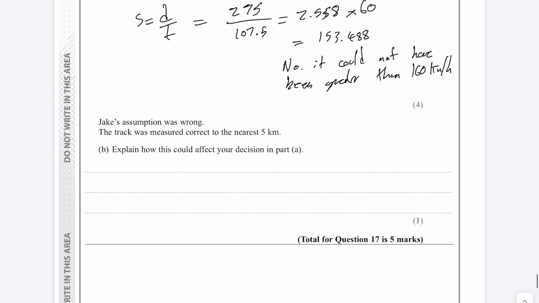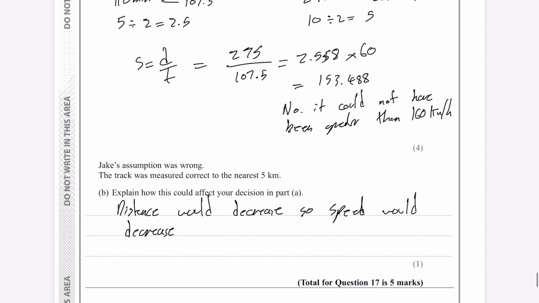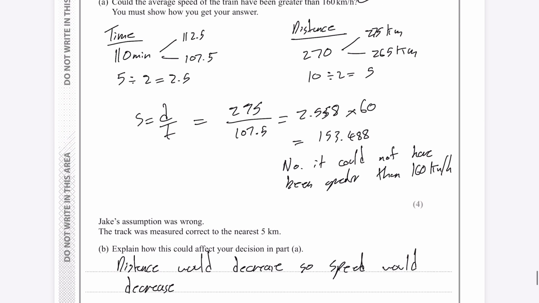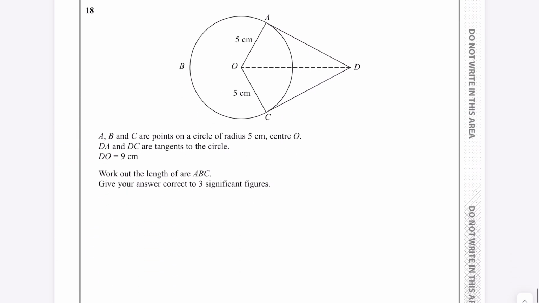Explain how this could affect the answer to part A. Well, the distance would decrease whilst the time remains the same. So speed would decrease. And you can figure that out by looking at this bit. So essentially the speed will decrease, since the denominator is decreasing, the answer will also decrease because the time remains the same.